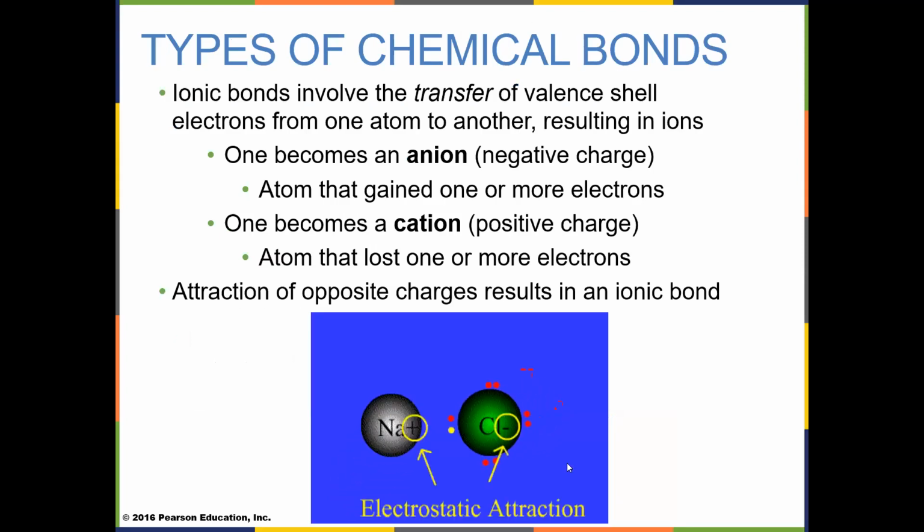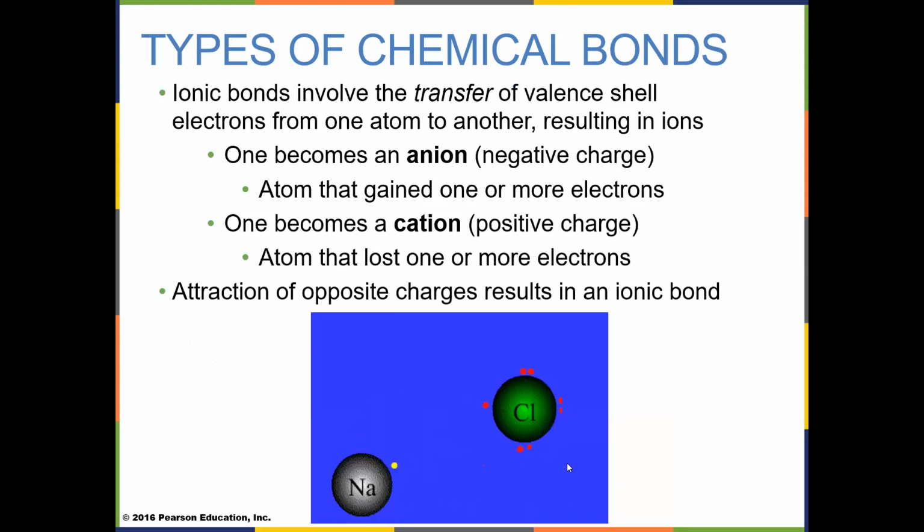When an ion gains an electron, and this is what happens in an ionic bond, when an ion gains an electron, it becomes negatively charged. It becomes an anion. Chlorine frequently steals an electron from sodium.